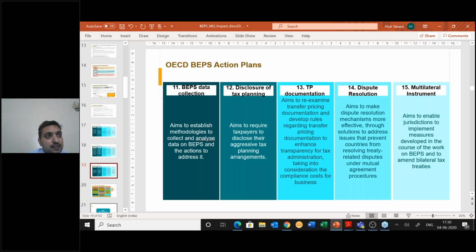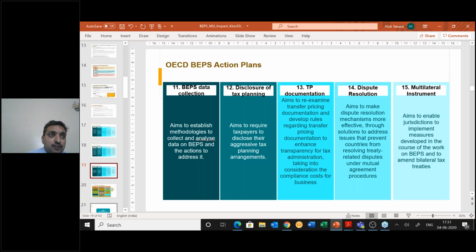Action Plan 11 is about collection of data. The BEPS process is not complete unless countries collect data as to what is happening in those jurisdictions, and then they analyze that data and accordingly tweak their tax policies.